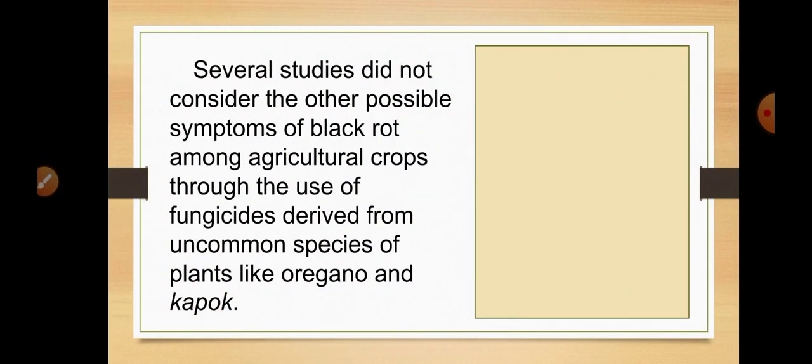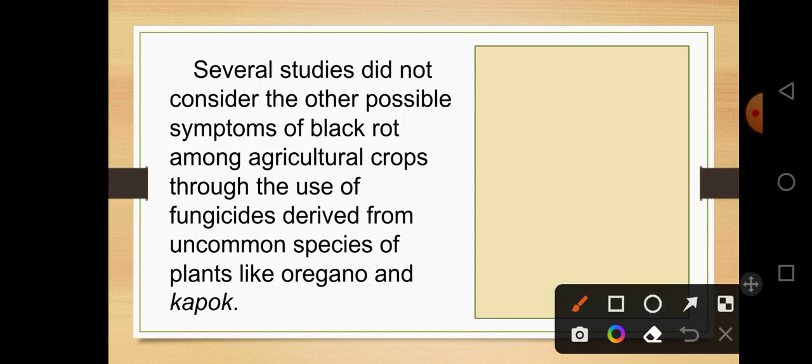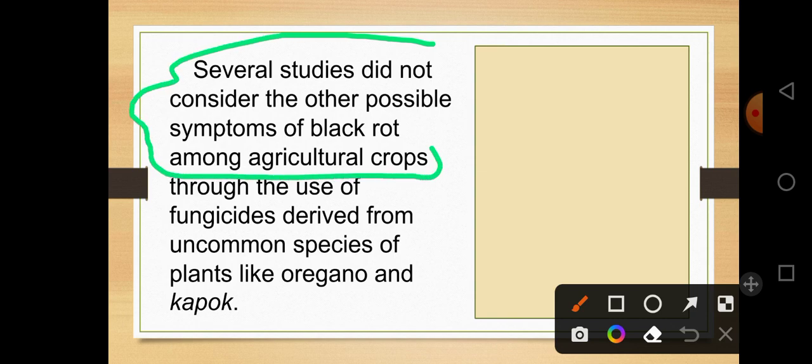Notice here, class, we have the phrase, several studies did not consider the other possible symptoms of black rot among agricultural crops. Do you think this statement indicates evidence for your counterclaim? In the last step, you presented an opposing claim.